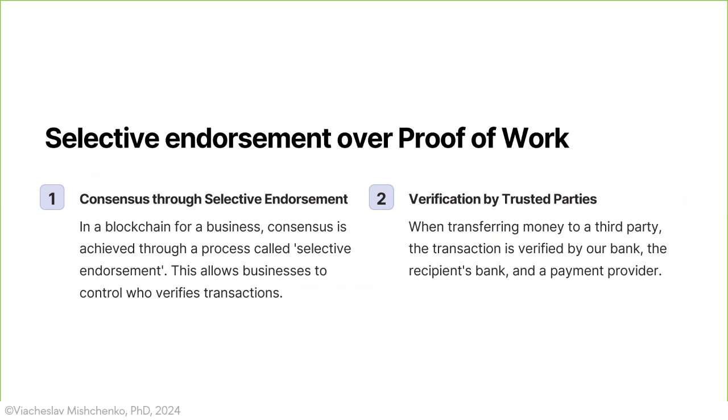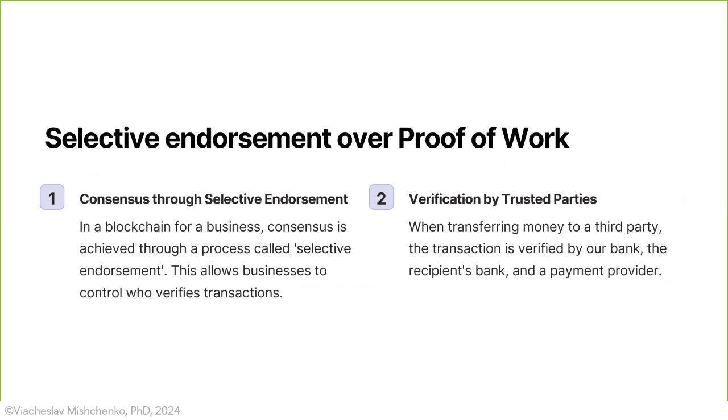Let me explain what this means with a practical example that I often share with my students. You can think about when you transfer money to a third party: your transaction is verified by your bank, and the recipient's bank may verify it as well. Another verifying party may possibly be a payment provider. So there are several parties to verify each of your transactions, and this is selective endorsement in action.